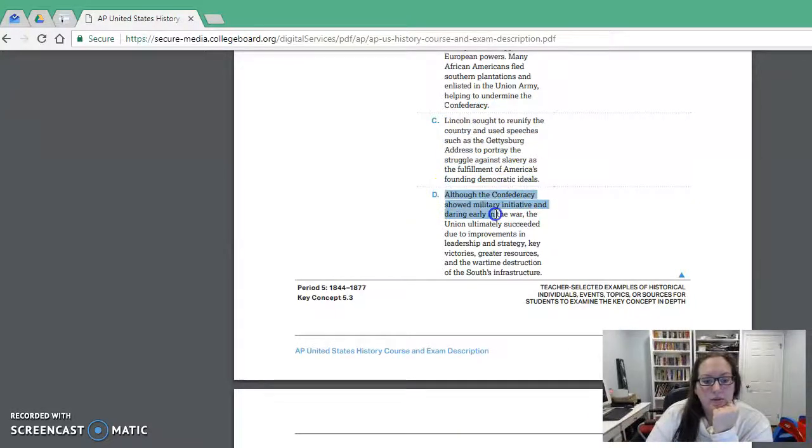And then D, although the Confederacy showed military initiative and daring early in the war, the Union had much better leaders. Their culture leading into the war valued military service for affluent families. But really all of our military leadership in 1859 were Southerners. So when they leave, the North didn't really have much leadership. The Union ultimately succeeded due to improvements in leadership and strategy.